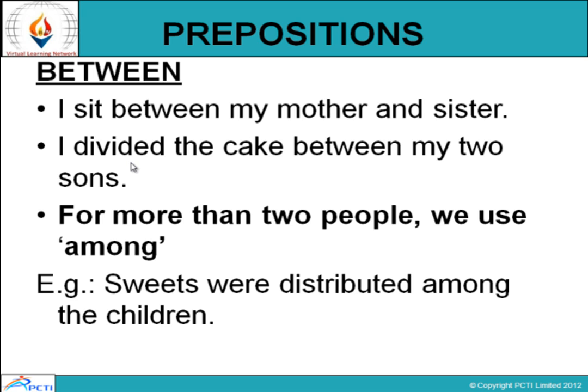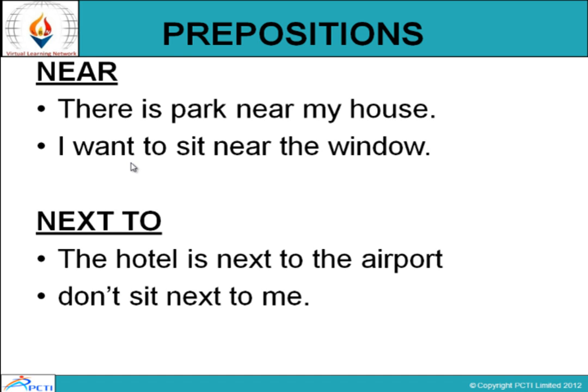For more than 2 people, we use among. Sweets were distributed among the children. If there are more than 2 people, then we use among, not between. Near. There is a park near my house. The preposition near indicates the closeness. I want to sit near the window, close to the window.